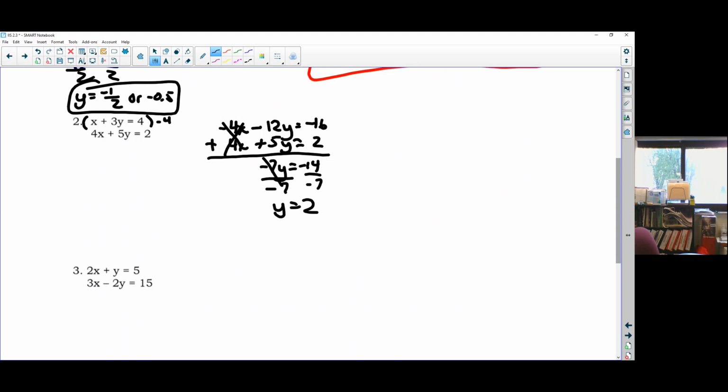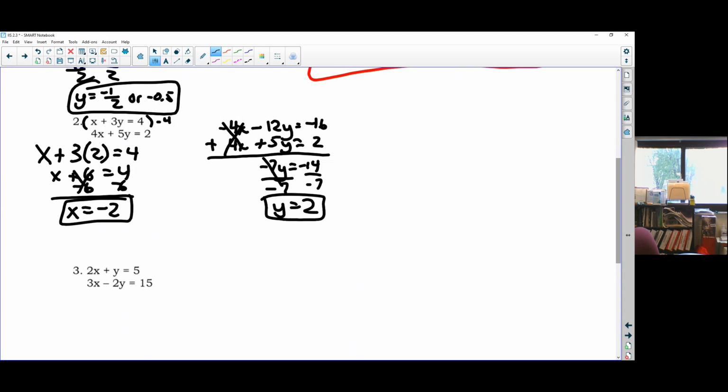I'm going to go into one of my equations. The first one looks easier. So I'm going to take 2 and plug it in for y and solve. 3 times 2 is 6. I'm going to subtract 6 from both sides, and I get x equals 2. That should be negative 2, sorry. 4 minus 6. So I got 2, and I got negative 2.